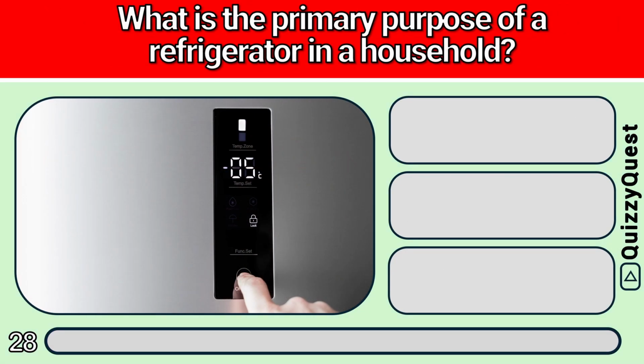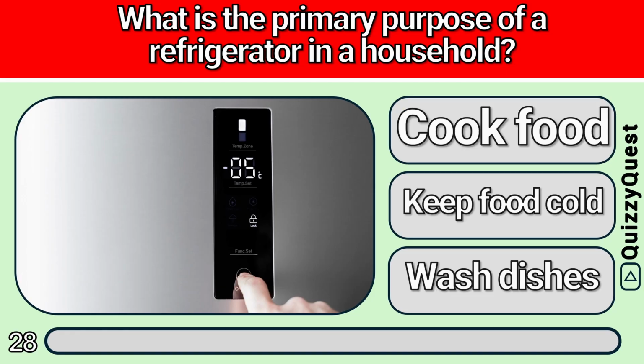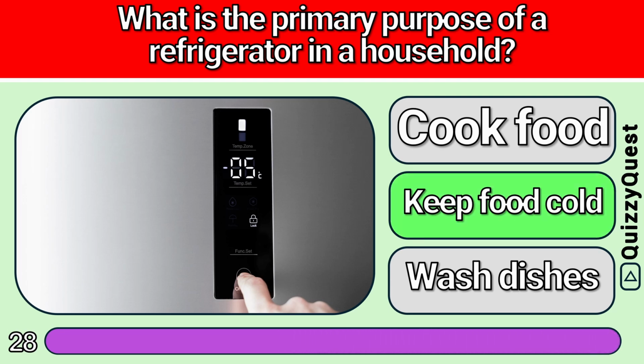What is the primary purpose of a refrigerator in a household? Is it A, cook food, B, keep food cold, or C, wash dishes? It is B, keep food cold.